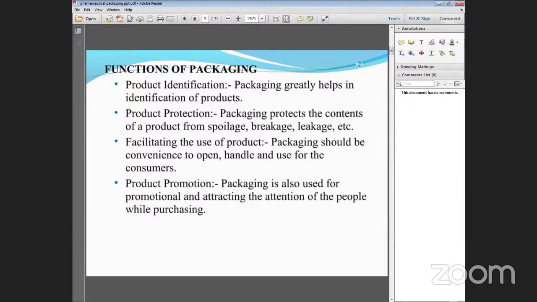Facilitating the use of product. Packaging should be convenient to open, handle and use for the consumer. The packaging system that you are using should be relevant and convenient, that means easy to open. Suppose you have packed a syrup in a container and the container has been sealed so tightly that it cannot be opened easily. This type of product packaging should not be done. Handle and use, that means to carry it from one place to another, is also done. And use for the consumers.